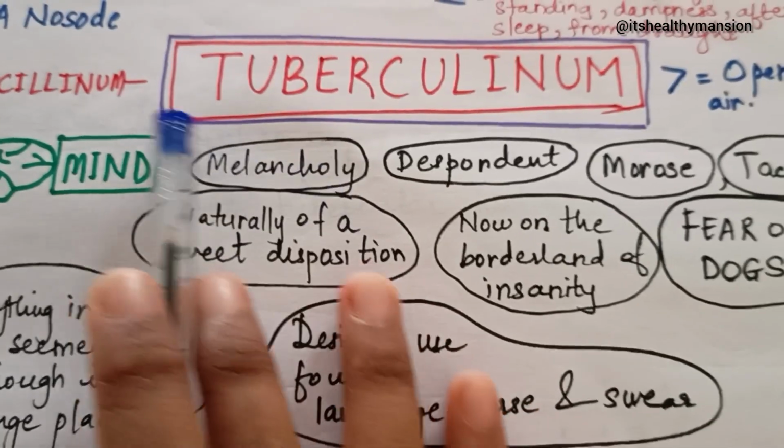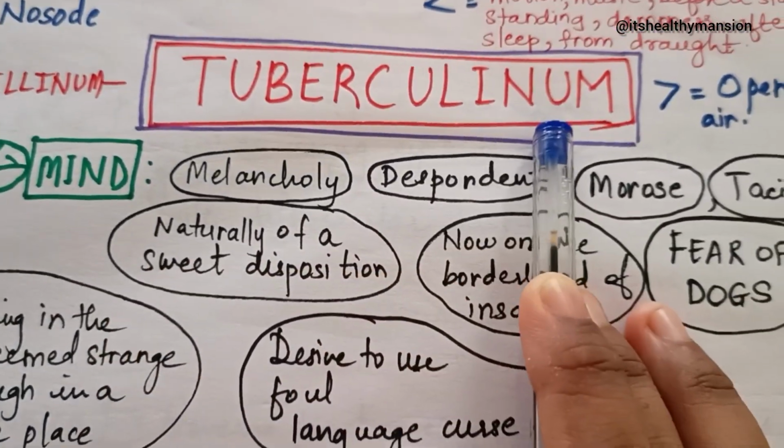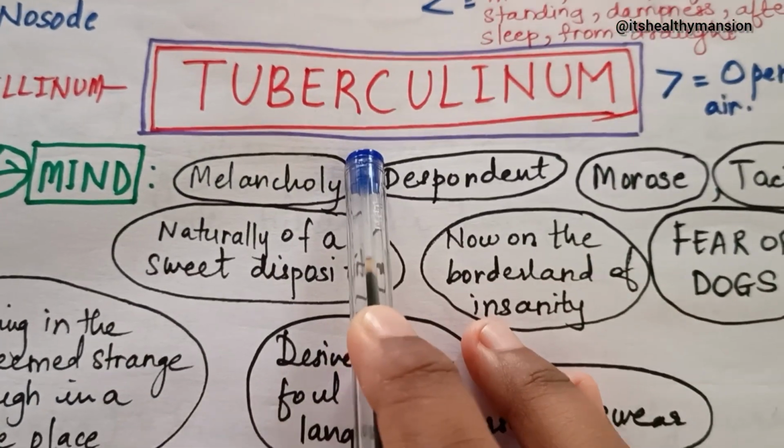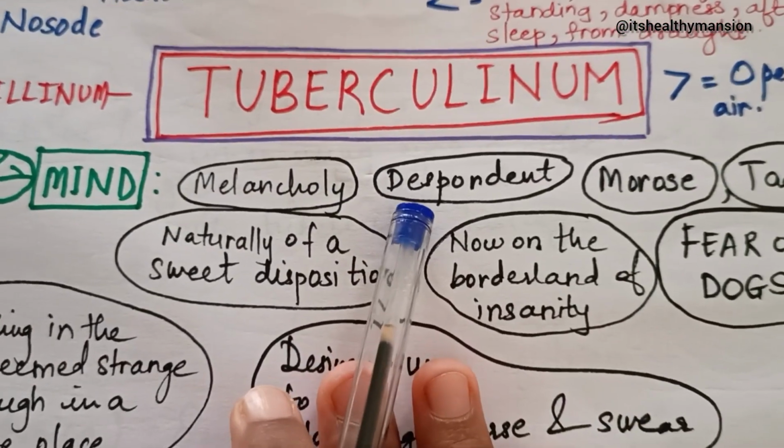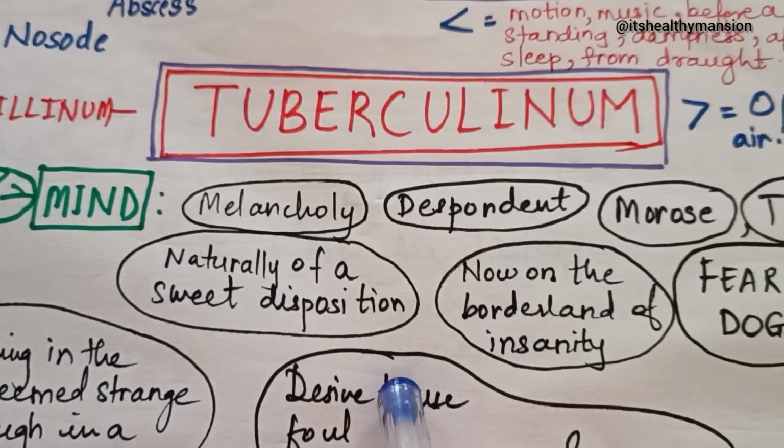So, whenever you are prescribing tuberculinum, make sure only one single simple remedy is to be prescribed and it should not be repeated because it is a deep acting remedy.